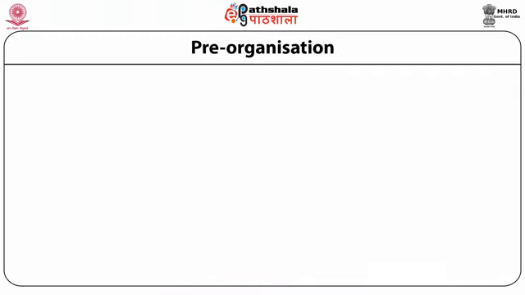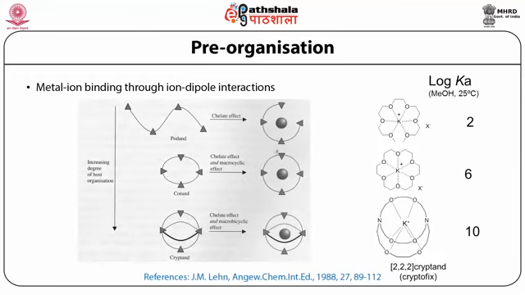Let's look at the following example, where a metal ion like potassium binds to different molecules through ion-dipole interactions. In one case you have a podand, which binds to potassium and forms a macrocyclic-like structure. In another case you have a coronand, which already has the macrocyclic structure and just binds the potassium ion. In the third case you have a macrobicycle called a cryptand, and it encapsulates the potassium.